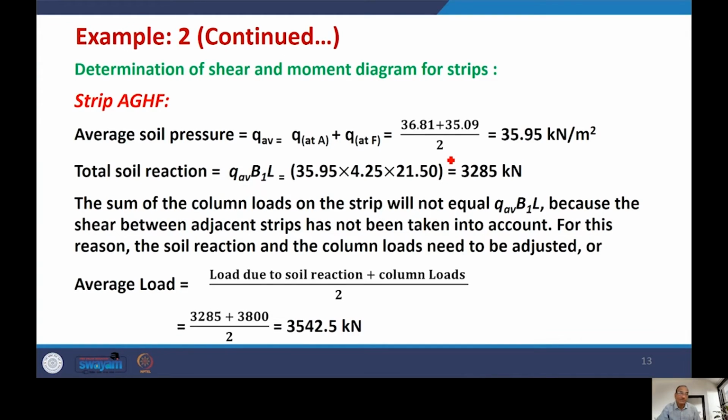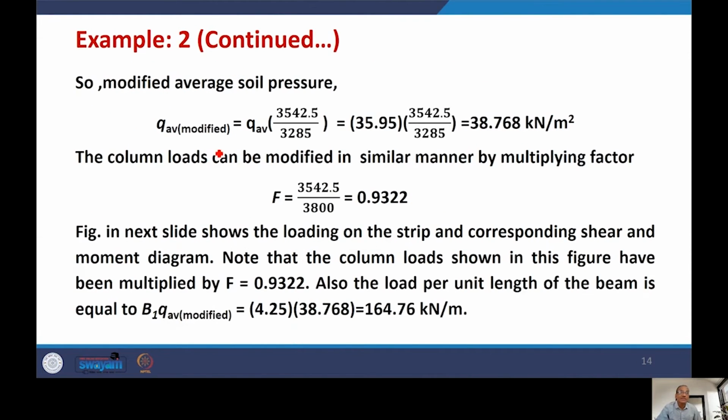And how do you adjust those? First, the average load. The average load is the average of the total column loads and the load due to soil reaction. The load due to soil reaction we have already found out. The column load is the sum of all column loads, 3800. If we add them and divide by 2, you get the average load. So the further calculation should be done with respect to this average load, 3542.5 kN.